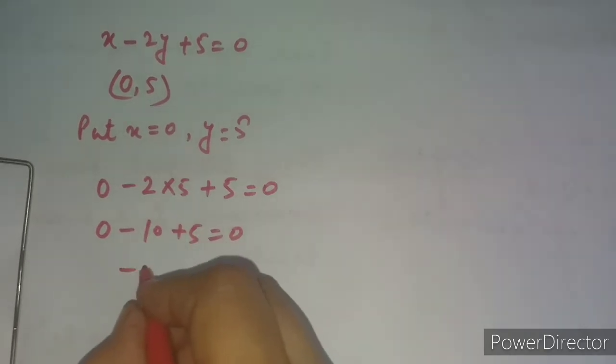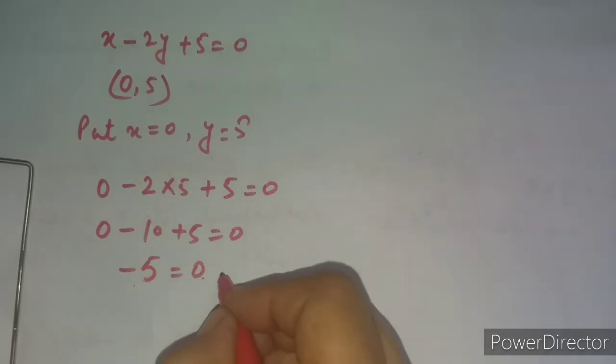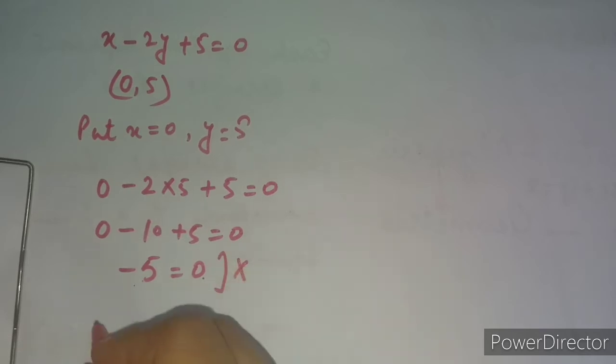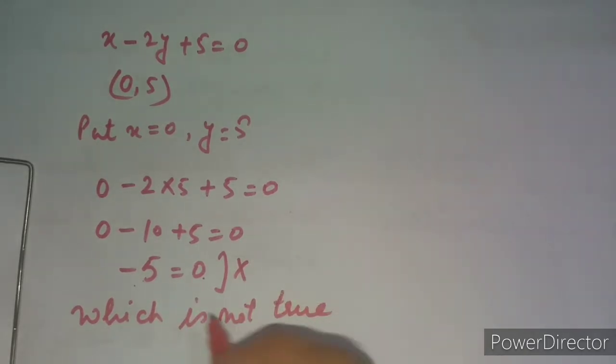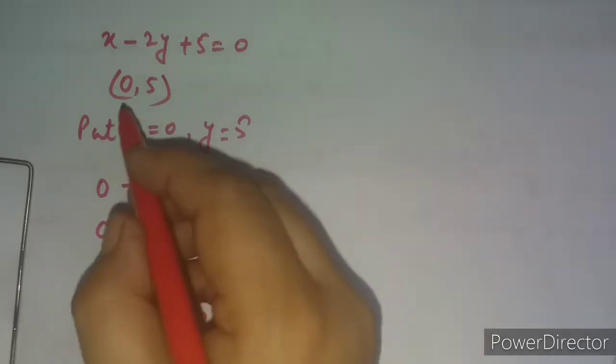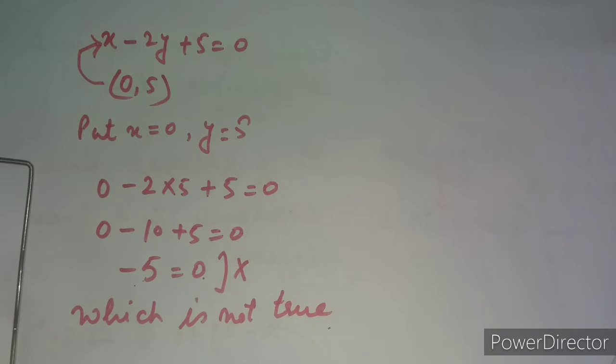So, how do we get here? Minus 5 equal to 0. So, here we are going to write very clearly. You see that minus 5 is equal to 0, I have written, but this is totally wrong. Okay, so what we will say? That which is not true. Everybody can see minus 5 cannot be equal to 0. Which is not true means what? That this point (0, 5) does not satisfy the equation of this line. Okay, it simply means that (0, 5) does not lie on this line.